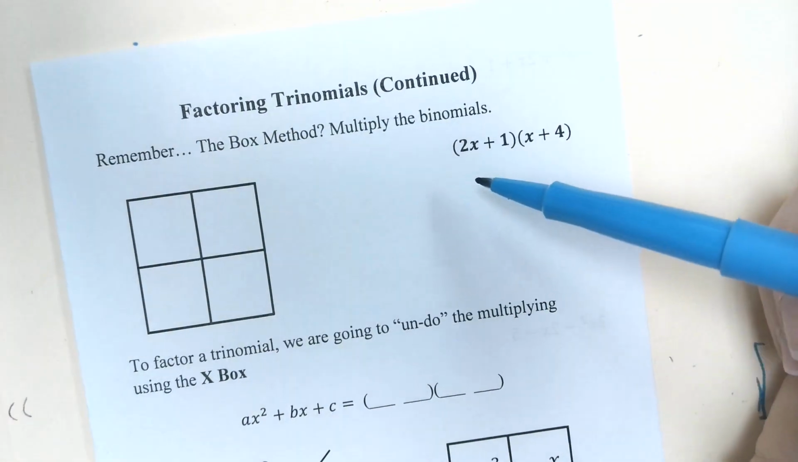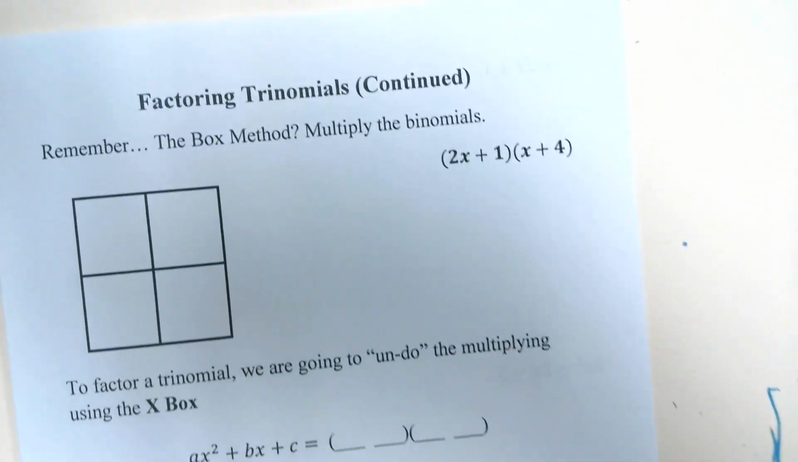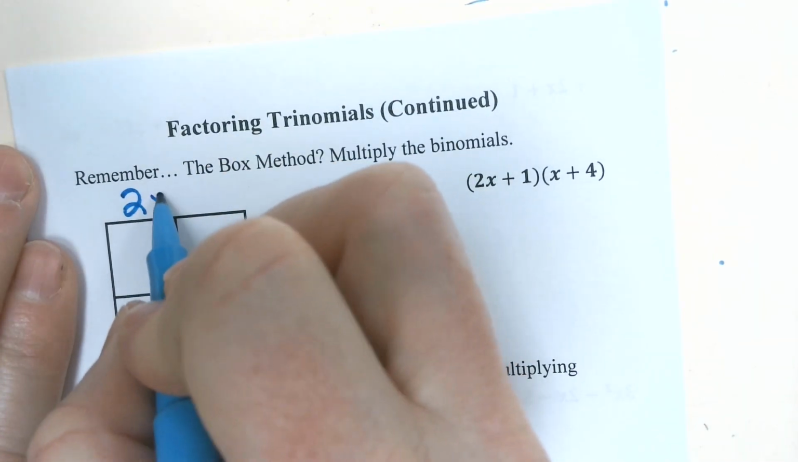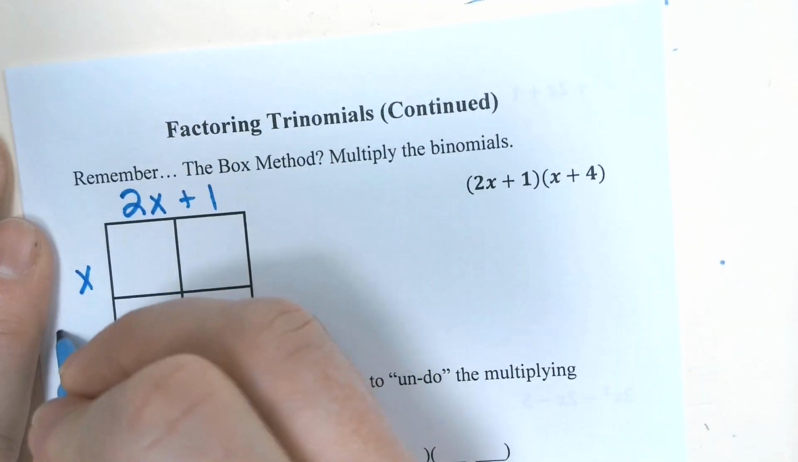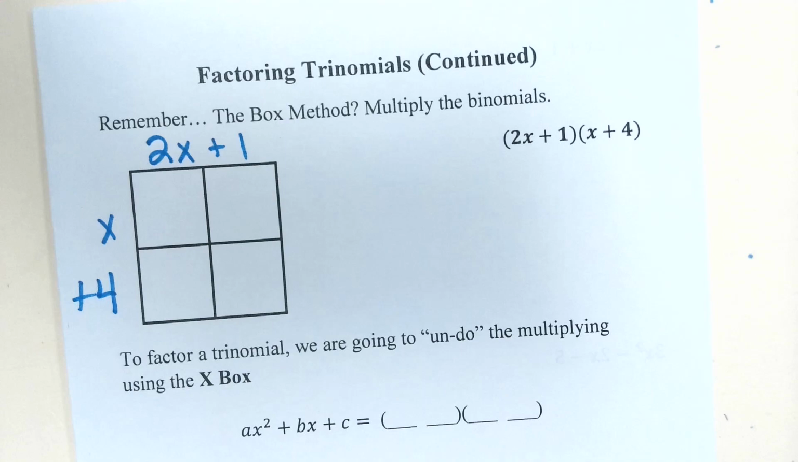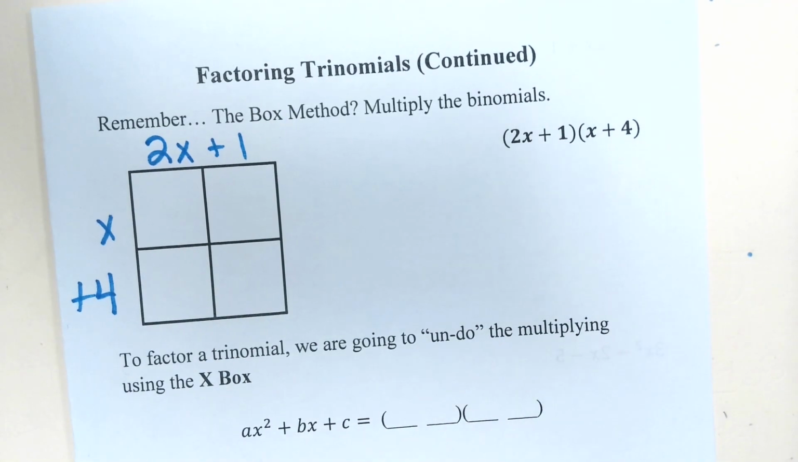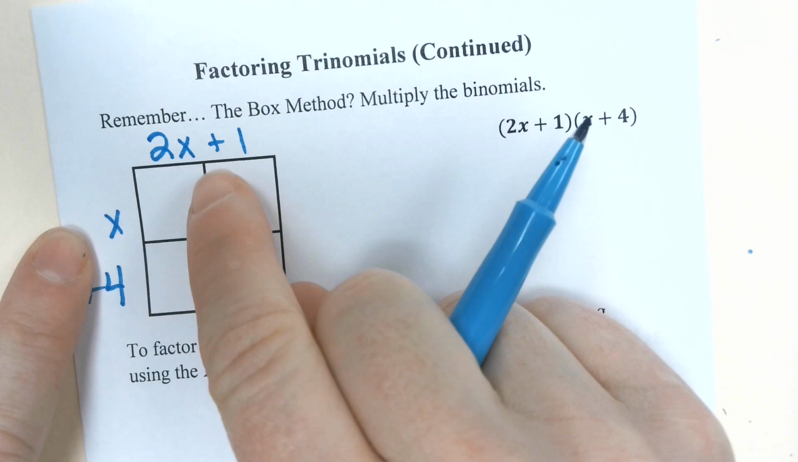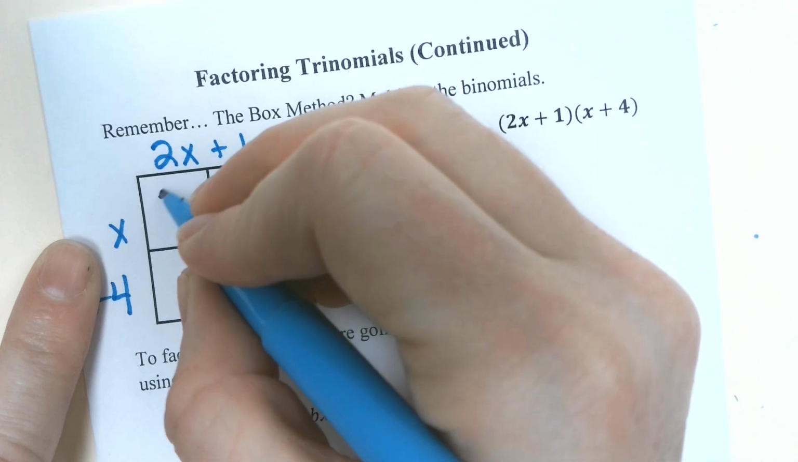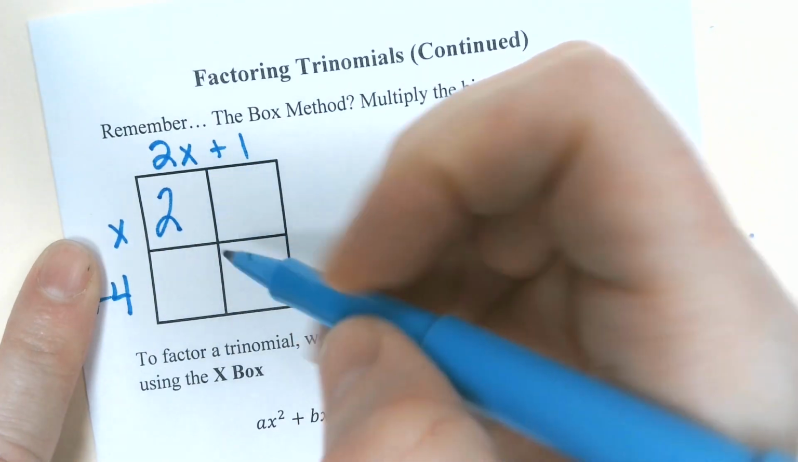Remember the box method. Let's go ahead and multiply these so we can review how to multiply using the box. So to multiply these, remember we do 2x plus 1 times x plus 4. And we multiply rows and columns. So let's go ahead and do that. We have x times 2x. It's like 1 times 2 is 2. But then x times x is x squared.